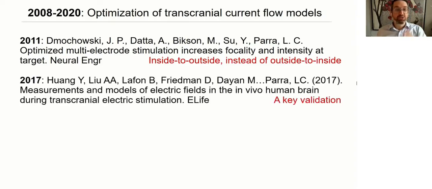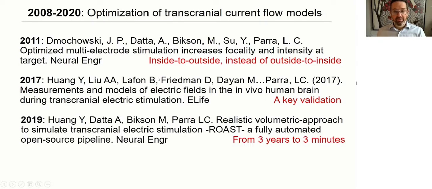And we and other groups have been working on this problem. There has been continuous validation of these models since 2008. This is a very important one, I think, where intracranial electrodes were in people. These were people with epilepsy undergoing routine clinical monitoring, but stimulation could be applied at the same time. And we were able to directly validate the same predictions that were made in 2008.